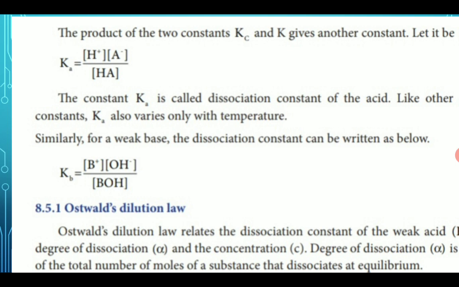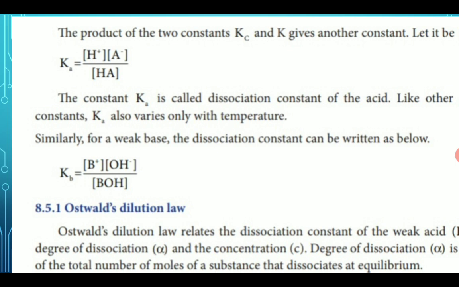And the next, Ostwald's dilution law, a very important law that often comes in the examination, so please remember. Let's go through this one. Ostwald's dilution law relates the dissociation constant of a weak acid, that is Ka, with its degree of dissociation, whose symbol is alpha, and the concentration, which is C.